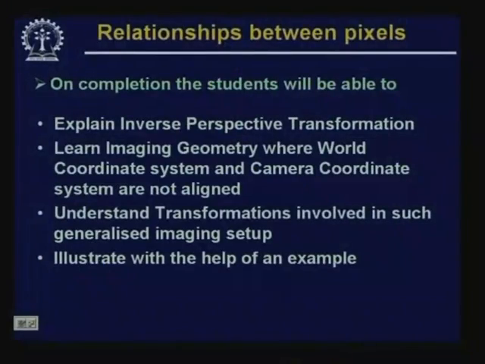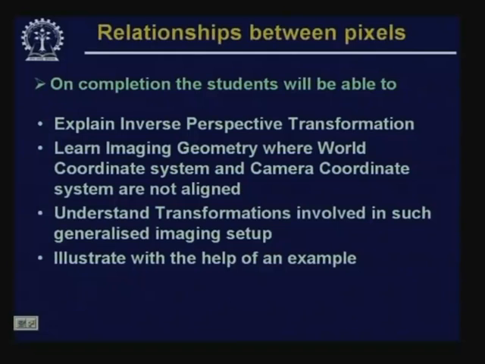Then we will also talk about the imaging geometry where the world coordinate system and the camera coordinate system are not aligned. Try to remember that in the last class, the imaging geometry that we had considered assumed that the three dimensional world coordinate system is aligned with the camera coordinate system. That is, the x axis of the camera is aligned with the x axis of the 3D world, the y axis of the camera is aligned with the y axis of the 3D world, and the z axis of the camera is also aligned with the z axis of the 3D world. In addition to that, the origin of the camera coordinate system also coincides with the origin of the image coordinate system.